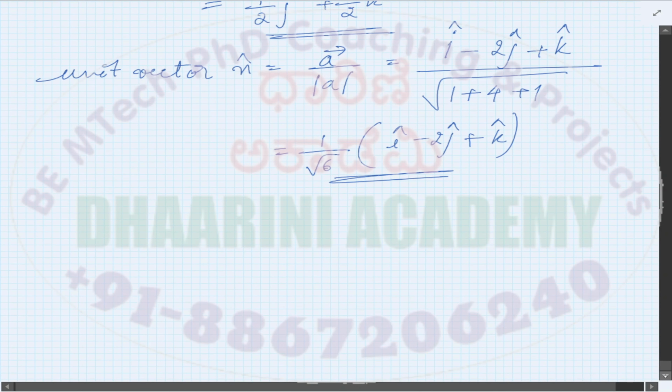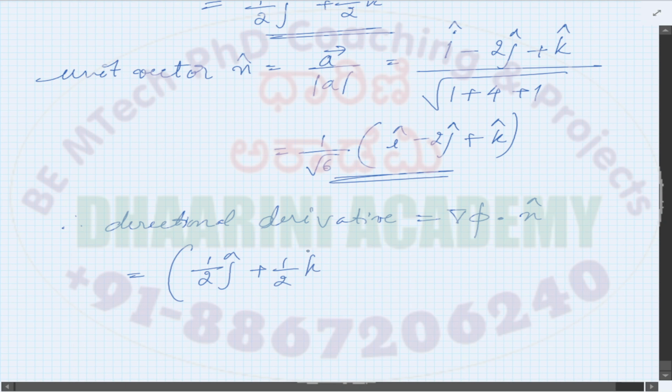Right? So the last step is to find the directional derivative. How do you calculate it? That is equal to whatever del phi you calculated, dot product with the n cap. So you can see that del phi, 1 by 2 j plus 1 by 2 k, dot n cap is nothing but 1 by root 6 into i cap minus 2j cap plus k cap.